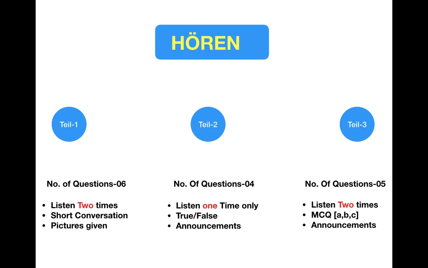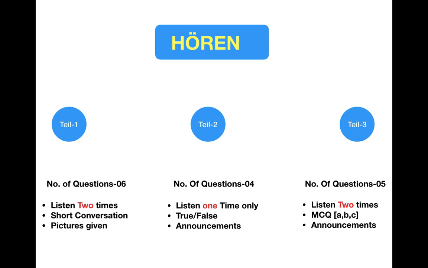Second Teil, number of questions is 4, but you will listen only 1 time. So that is going to be more challenging. And the nature is true false. You just have to find out whether the sentence which is written is true or false. And the kind of listening is announcements. You will listen to short announcements, maybe at the airport, at the railway station, or in the supermarket. So listen carefully and just mark your correct answer.